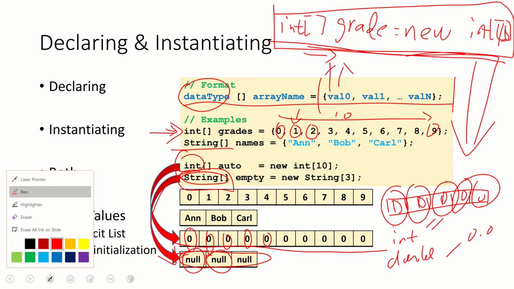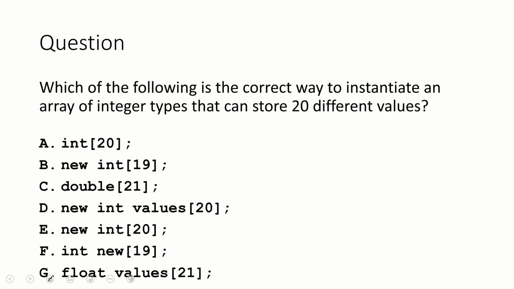I'll give you like 1 minute, then you just tell me what the answer would be. Which of the following is the correct way to instantiate an array of integer type that can store 20 different values? Okay, so let's do this one very quickly.